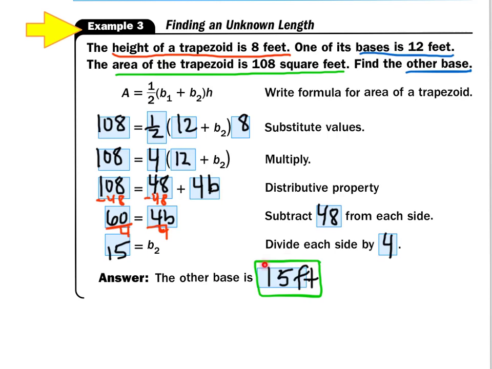So the other base has to be 15 feet, and the reason I knew the label is I looked at one of the bases was 12 feet, so I labeled this 15 feet. And go ahead and write your movie clue. You can write it right here, and just write the word trapezoid.